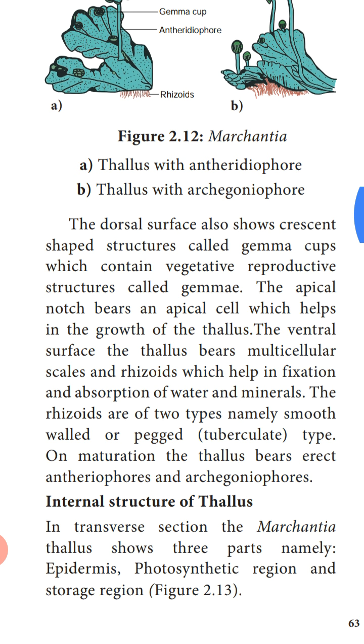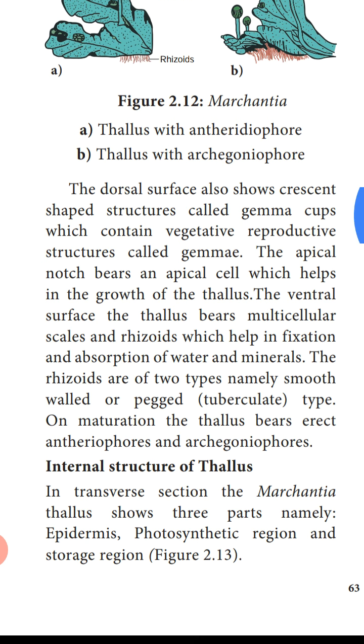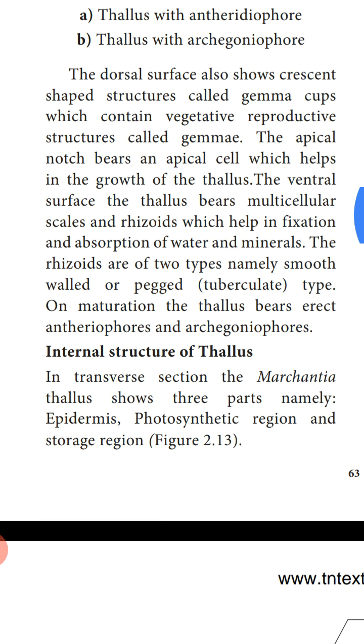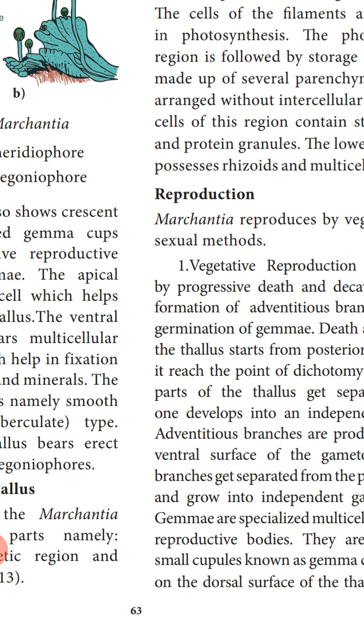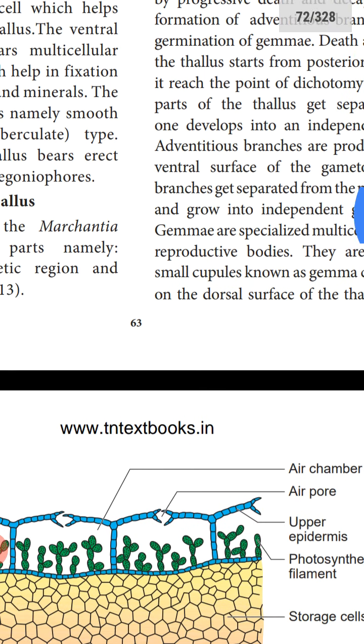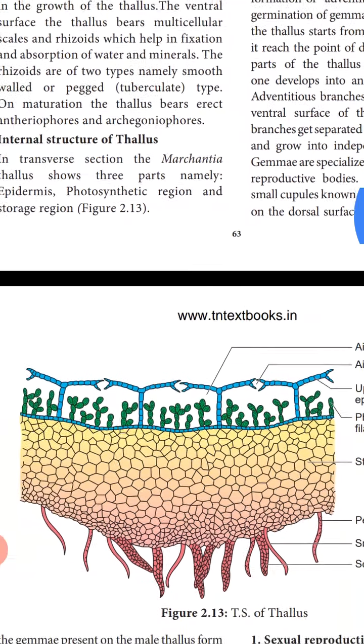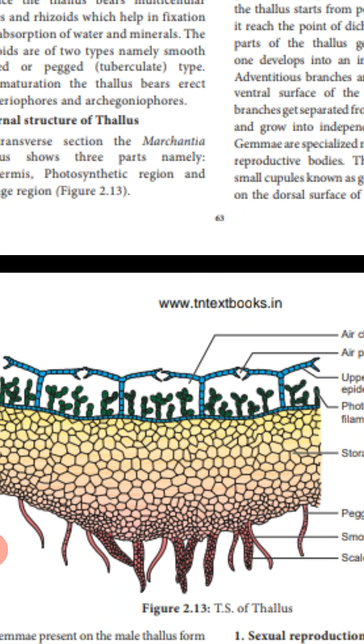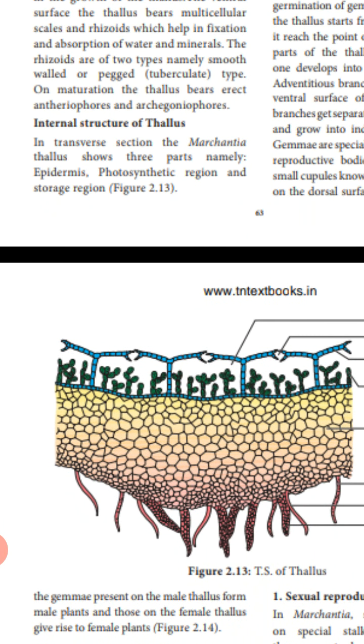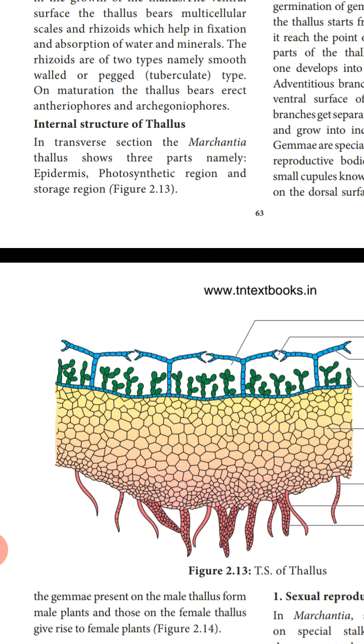Next, the internal structure of the thallus. In transverse section, if we take a thin section of Marchantia and observe it under the microscope, we can find three regions. They are the epidermis, the photosynthetic region, and the storage region. Here we can first see the diagram, then we will read the explanation. Now this is the TS of the thallus. TS means a transverse section of the thallus, given here.